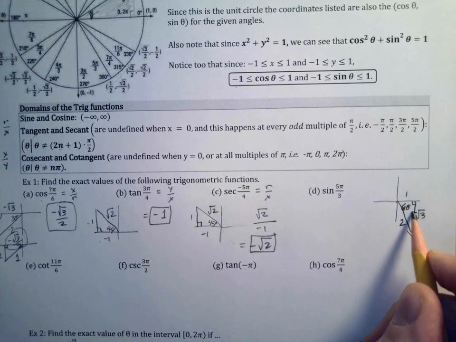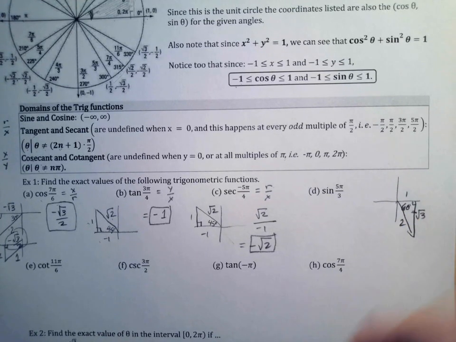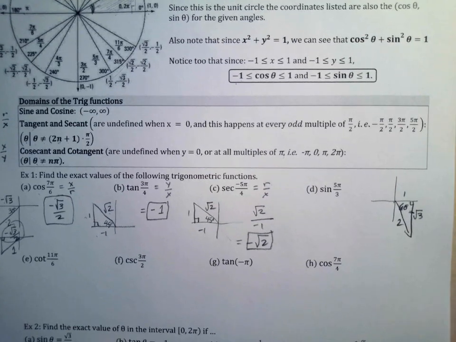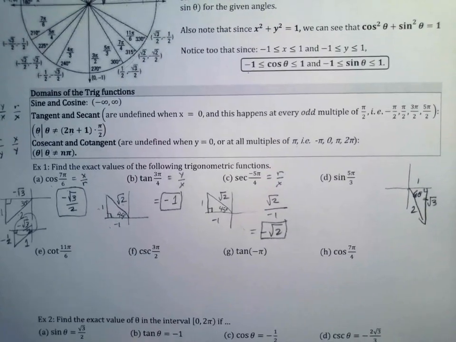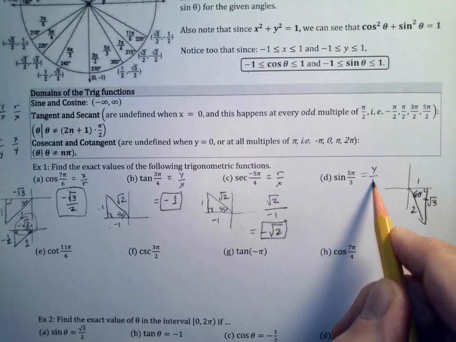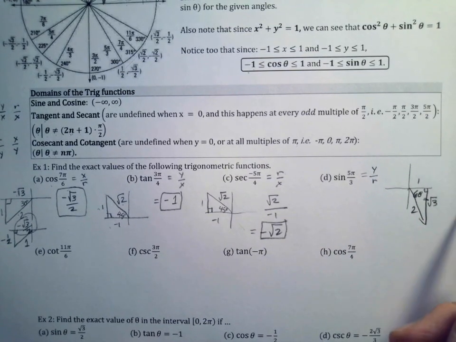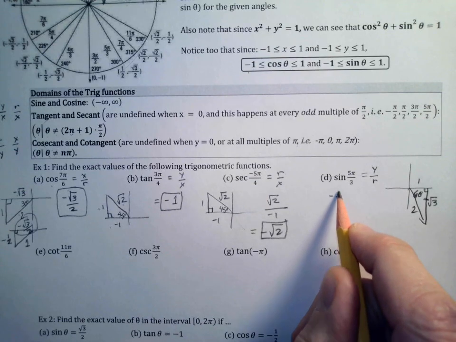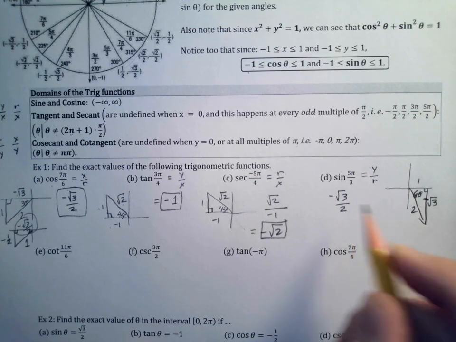Remember, if we include the negative signs, we don't have to use the all students take calculus to remember whether we should be positive or not. All right, sine is y over r. So now I just do, okay, this is negative square root of 3 over 2.